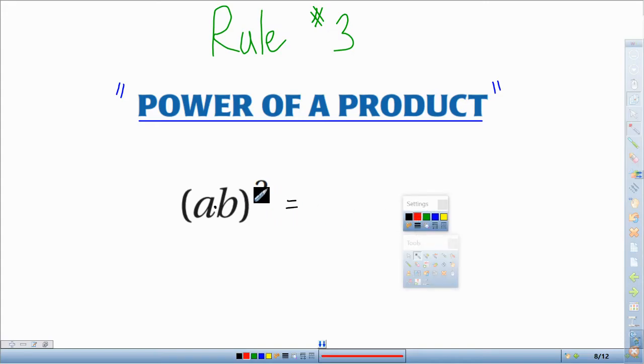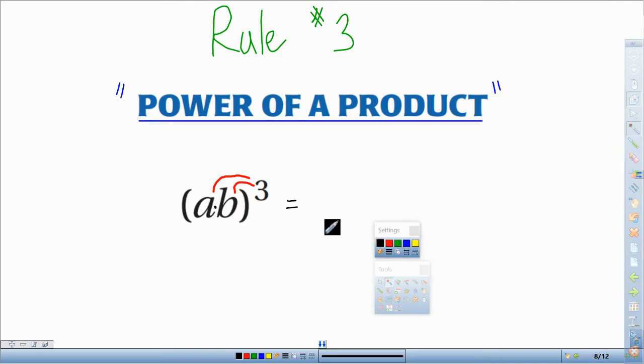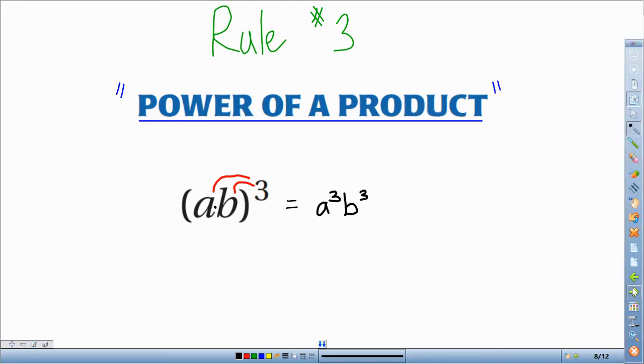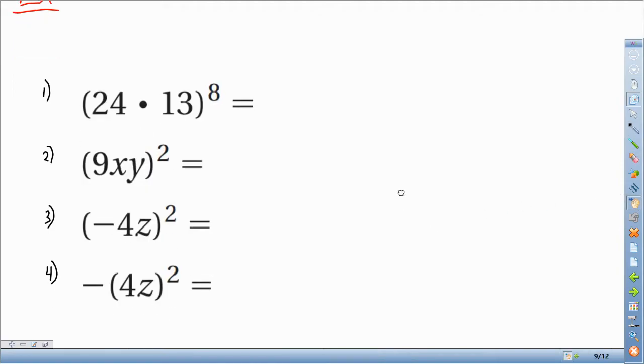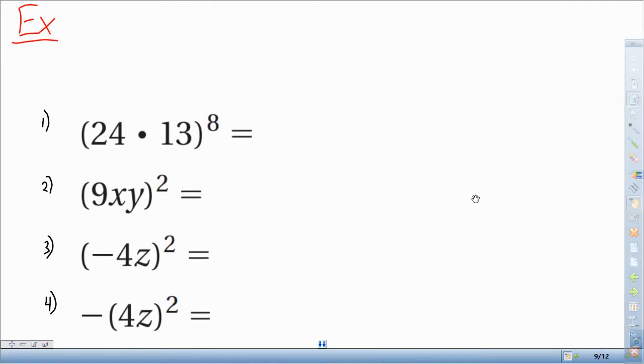Okay, here's what happens. This power of 3 needs to be applied to all of the numbers inside of the parentheses, all of the things that are being multiplied together. So this a gets a power of 3, and this b gets a power of 3. Again, everything inside of the parentheses that's being multiplied together gets the power applied to it. That's the power of a product rule. Okay, so let's use it. Go ahead, take a second, copy these 4 examples. We'll do these together.